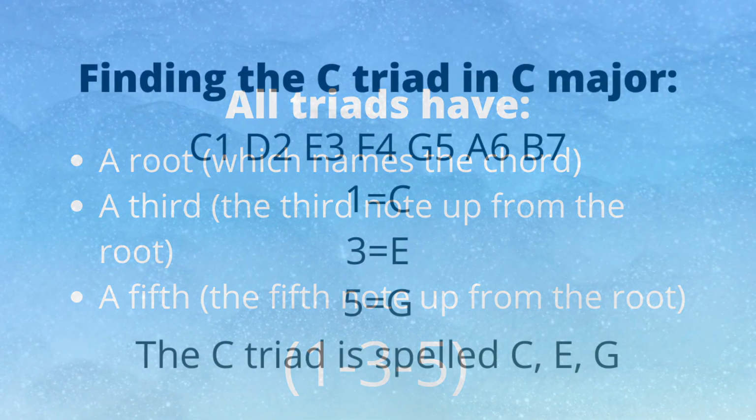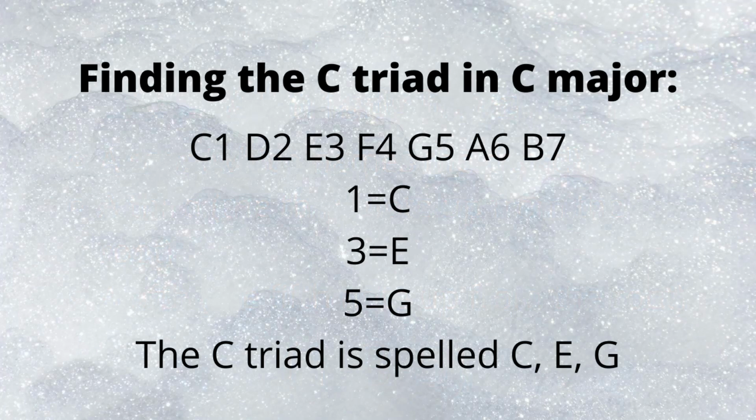Here's an example. If you want to build a triad on the note C, begin by simply declaring that C is the root of the chord. That's note 1 of our C major scale. To get the third, you simply go to note 3, which is E. To get the fifth, go to note 5, which is G.